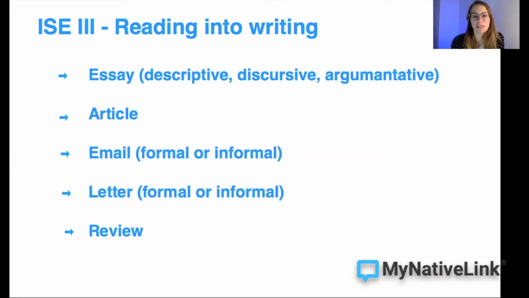So let's have a look at the different kinds of texts that you might be asked to write in this exercise. In this task, you might get any kind of text. So you might get an essay, you could get an article, you could get an email, you could get a letter, or you could get a review. And you can get formal or informal emails, or formal and informal letters, and you can get different kinds of essays. So anything is possible. There's not a specific kind of task for task 3, reading into writing. You could get any kind of text.